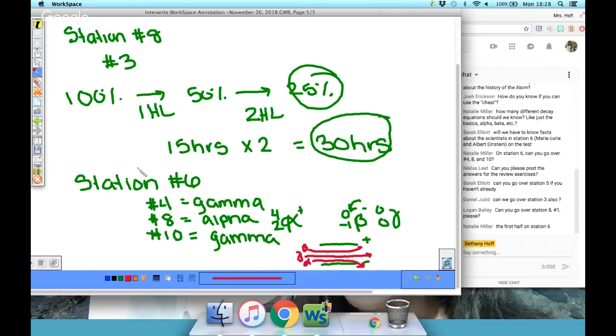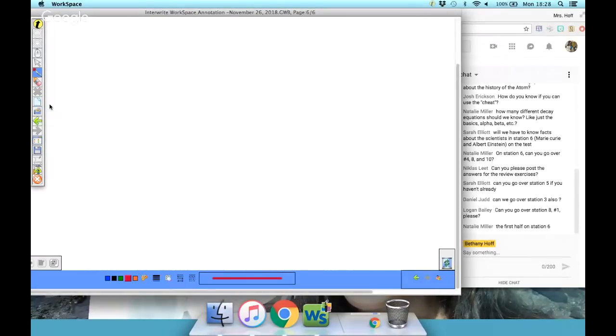Station number 5, you don't need to worry about. That was in the directions. I said don't worry about station number 5, so skip it. There's not too much on there that we didn't talk about. You can skip that one.